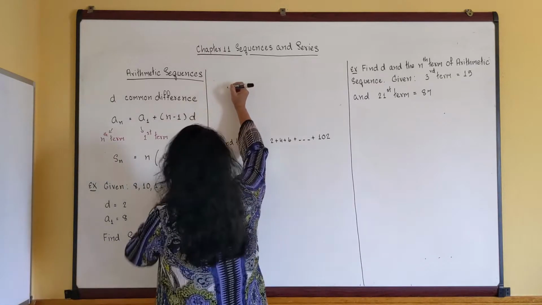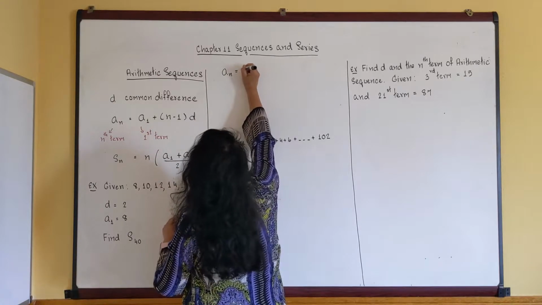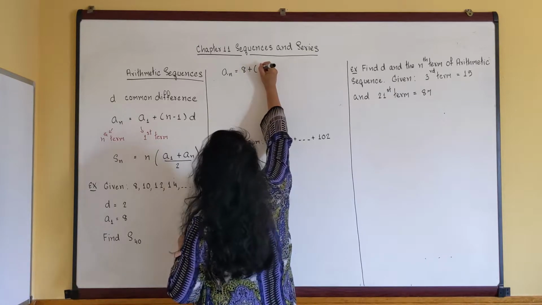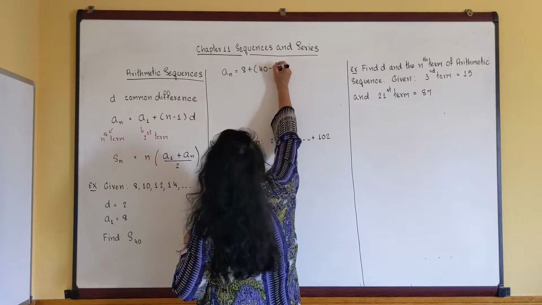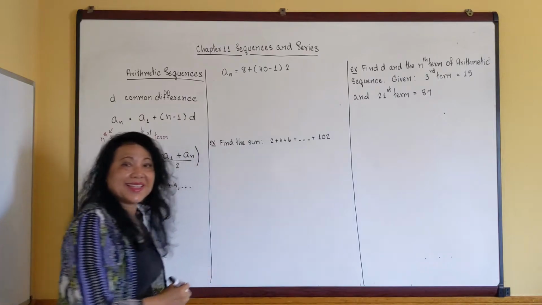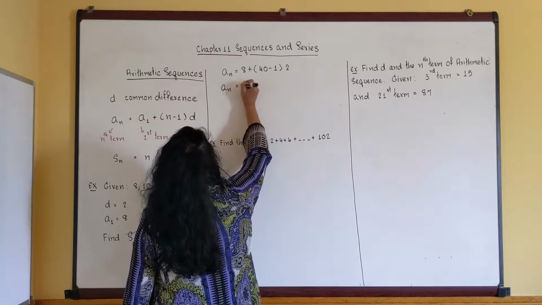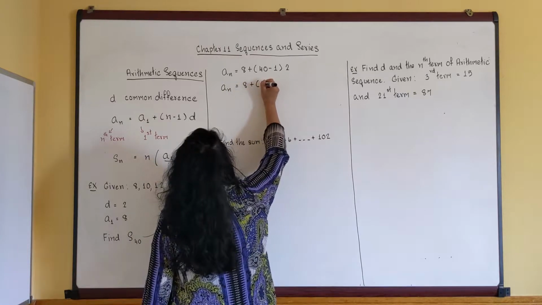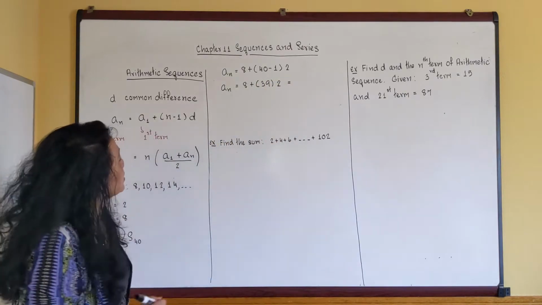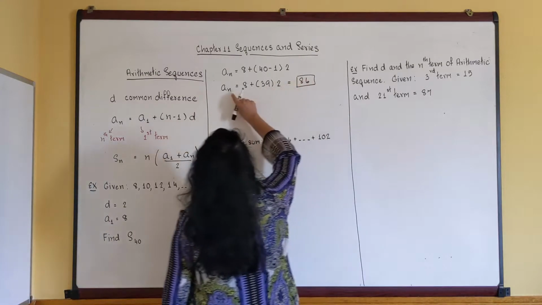So my a sub n would equal a sub 1, which is 8, plus n, which is 40, minus 1, and my d is 2. Now we can solve this. So a sub n would be 8 plus 39 times 2. If you do this, you should get 86. This is my a sub n.